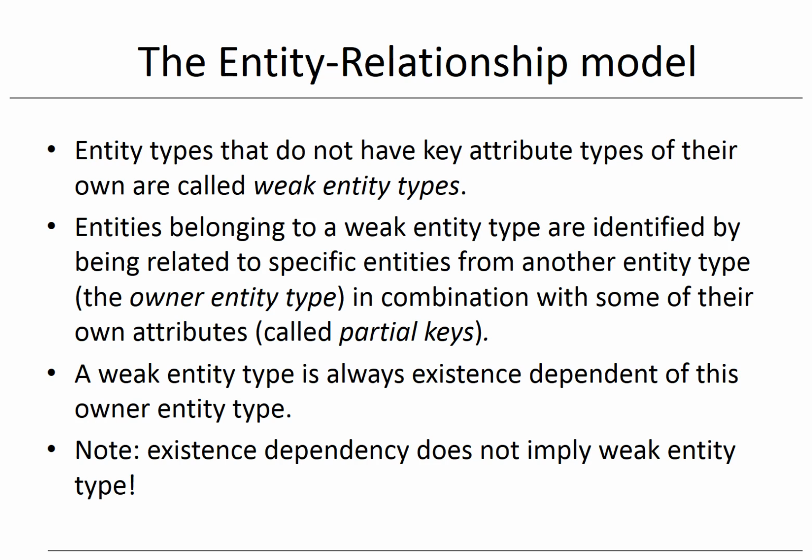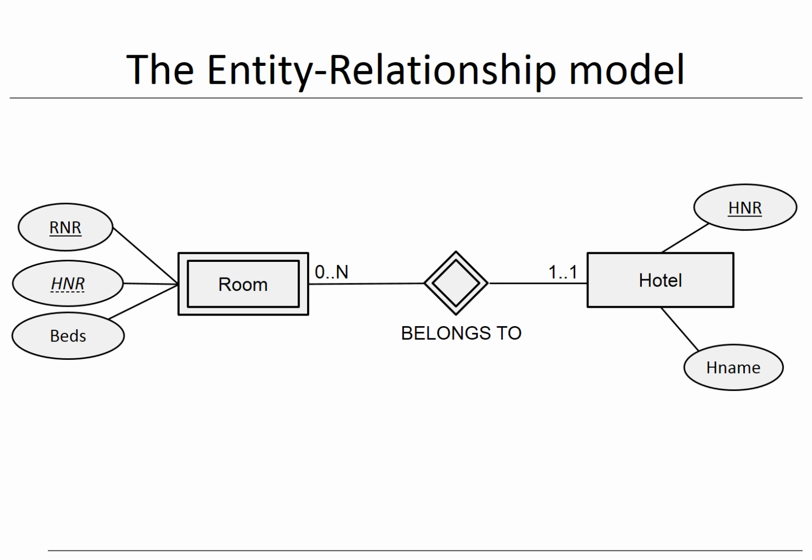Let's illustrate this with an example. Let's assume we make an ER model for a hotel administration. A hotel has a hotel number and a hotel name. Every hotel has a unique hotel number. Hence, hotel number is the key attribute. A room is identified by a room number and a number of beds. Within a particular hotel, each room has a unique room number, but the same room number can occur for multiple rooms in different hotels.